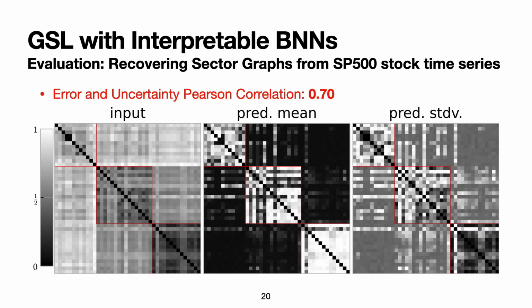And if we do this, we see very good recovery, and we also see, similar to our synthetic evaluation, that where we make mistakes, the predictive uncertainty, the predictive standard deviation, tends to be higher. So on the left, we have our input. This is our dissimilarity matrix. This red outline is the block diagonal, where inside of it there should be edges, and outside of it there should not be edges.